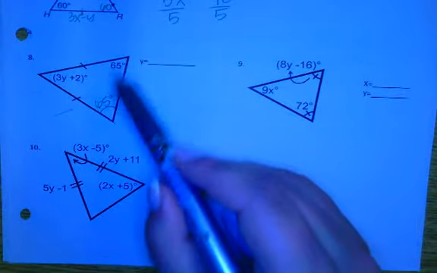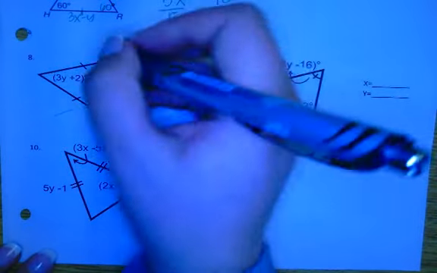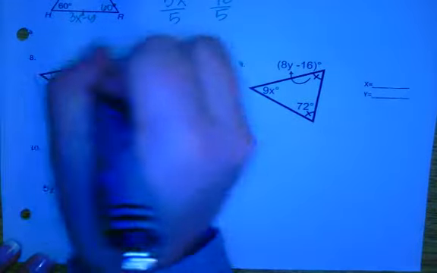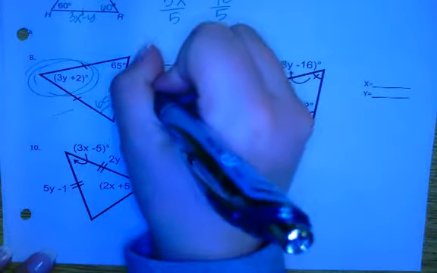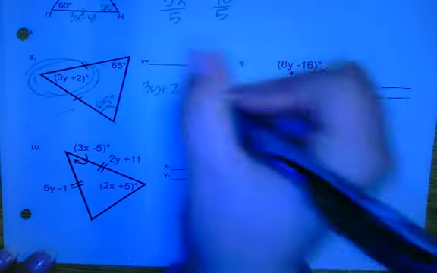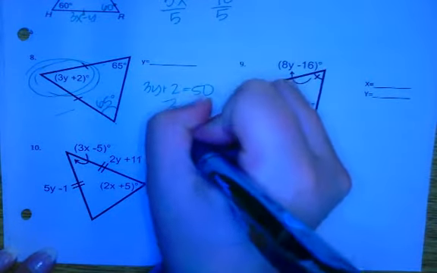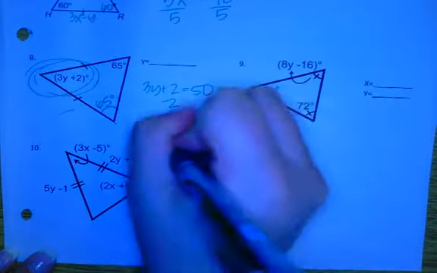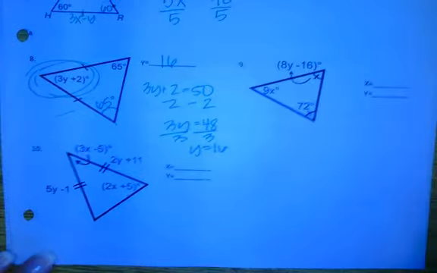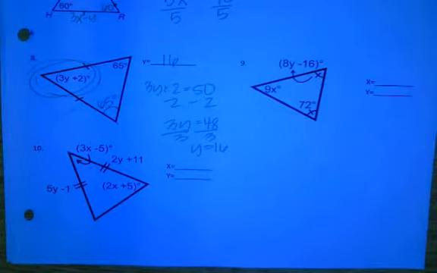Their sum is what? 130, which makes what left in this angle? 50. So 3y plus 2 equals 50. Subtract 2. Awesome. Okay, in your groups, do 9 and 10, the last two. If you've already done it, check your answers with your table to make sure that you guys have the same thing. So you're doing 9 and 10.